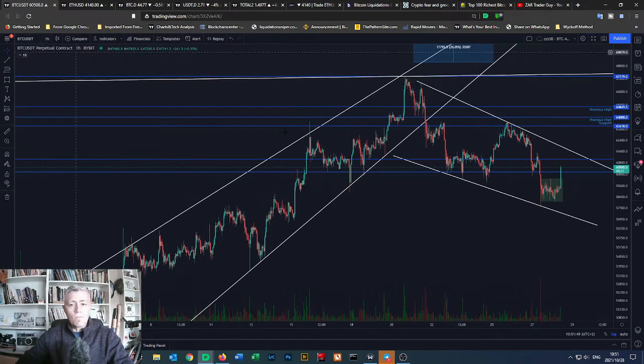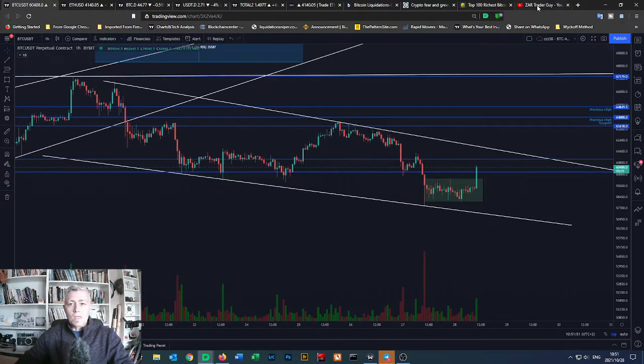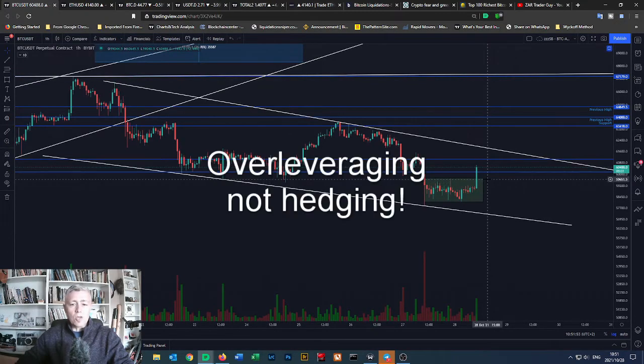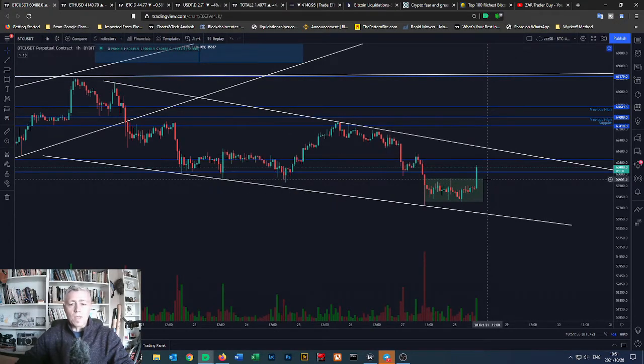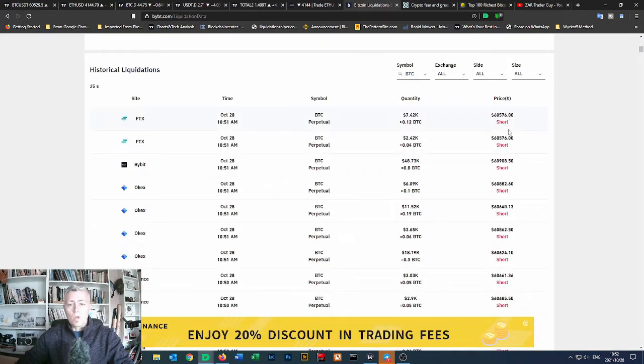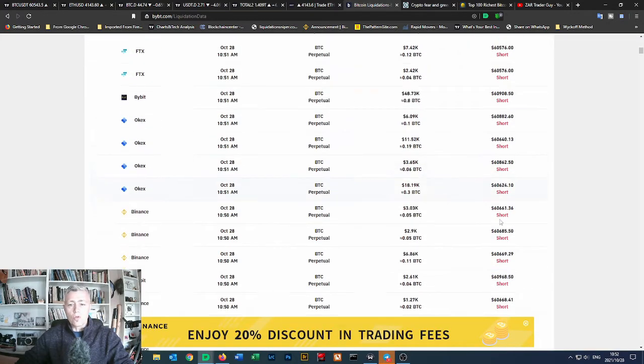$55,000 area. But what's happened was people were hedging their positions and getting into short positions, which means that they were getting into a sell position, hoping that the price would go down. And have a look at the liquidations that are happening here. Short liquidation, short, short, short, short, short, short.